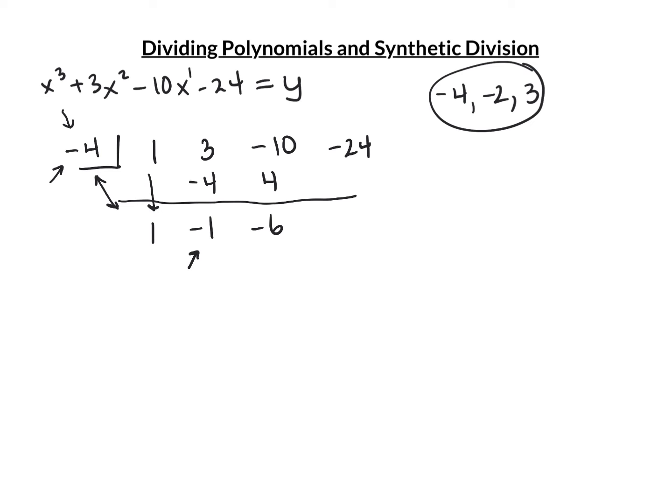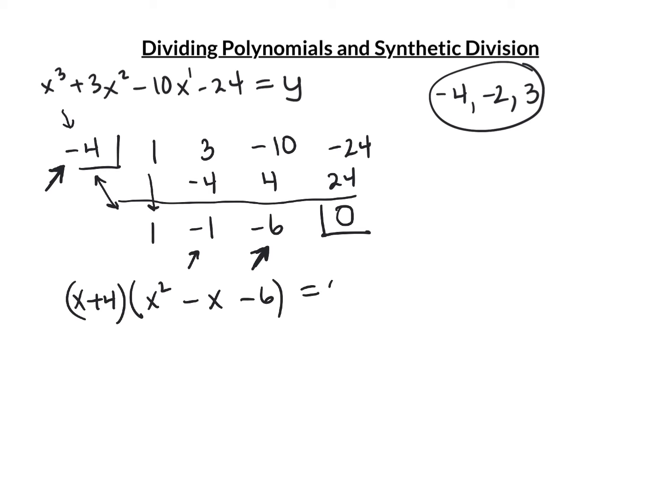And now I multiply again. I take -4 times -6. And that is +24. Now I add, here's my remainder. I put it in little lines like that to show it. My remainder is 0. So what I know now is that if -4 is a 0, this factors to x plus 4, plugging in -4 makes that 0, times 1x squared minus 1x minus 6. Remember, we're solving when it's equal to 0.